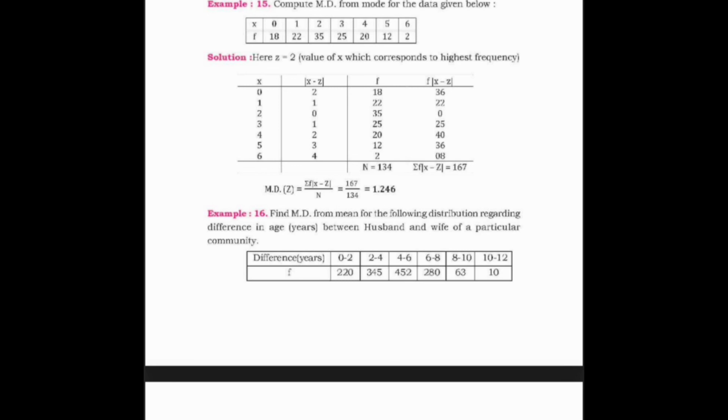Okay, this f into x minus x bar, whenever a frequency is given, you consider it as f into x minus x bar.